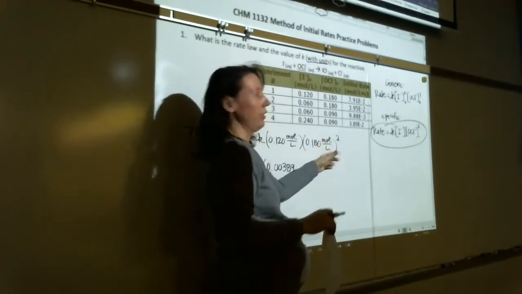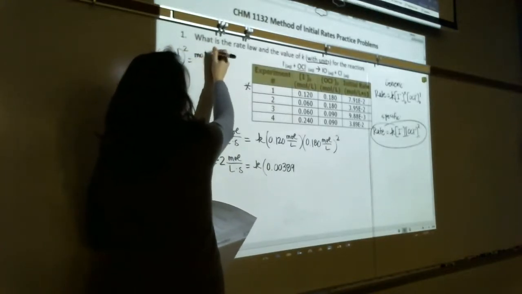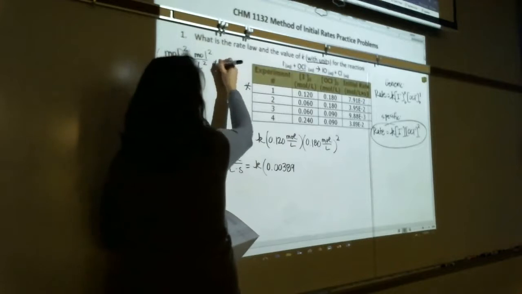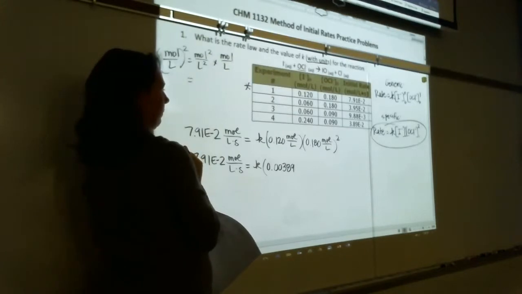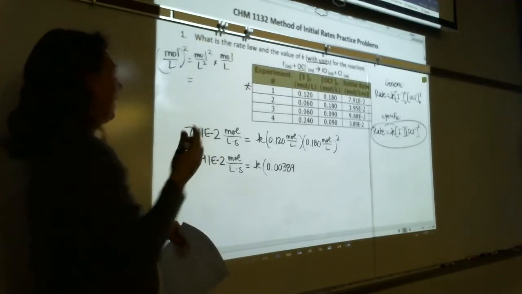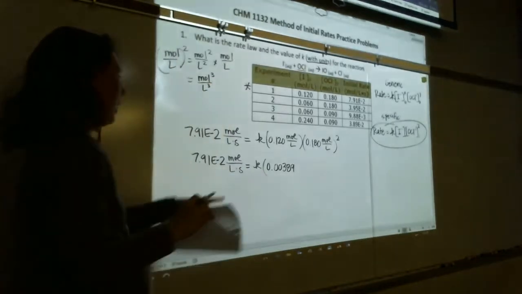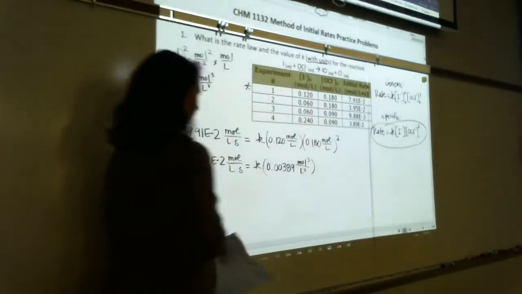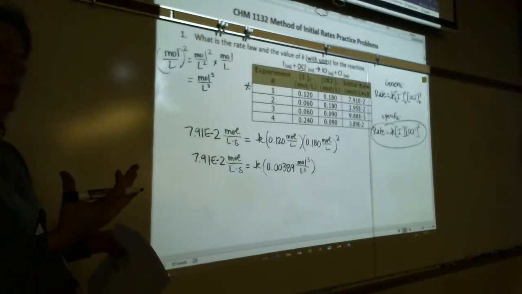Moles squared per liter squared, right? Moles per liter squared gives me moles squared per liter squared. And then if I take that and multiply by moles per liter again, what does that give me in terms of my units? When I multiply, what do I do to the exponents? Add, right? So that would be moles cubed per liter cubed. Does everyone see why the units here are moles cubed per liter cubed? Does everyone see why the units are the way they are? Yes?